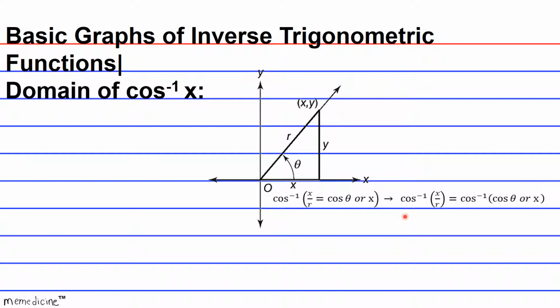And when you do that, you get the inverse cosine of x over r is equivalent to the inverse cosine of the cosine of theta or x, whichever variable you're using. Here we're using theta, but I just included x, so you can know that you can use that as well. And what you're going to end up with is the inverse cosine of x over r is equal to theta, okay? The angle. So taking the inverse cosine of a cosine just undoes the function and yields the value of the angle. Okay, that's what I wanted to demonstrate to you in the pre-example.